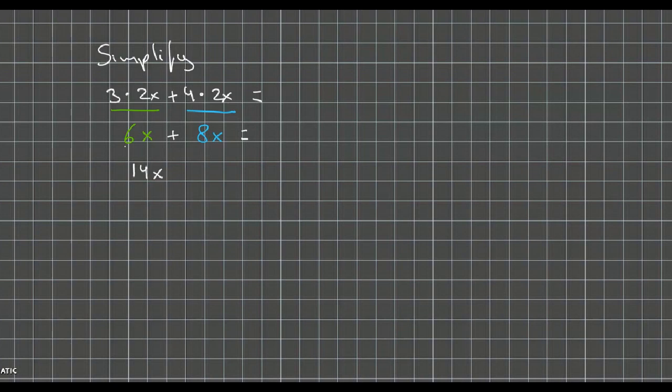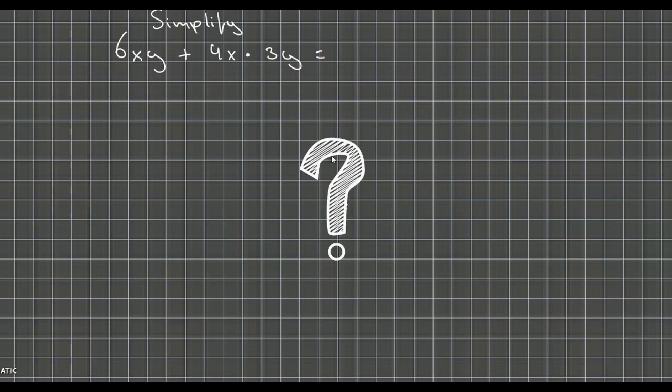Let's do a trickier one. Let's say I have 6xy plus 4x times 3y. Can we simplify this? What was the first thing we're supposed to look for when trying to solve an equation? We have to look for the order of operation. And we have an addition here and a multiplication here. So, order of operation, we first have to do the multiplication.